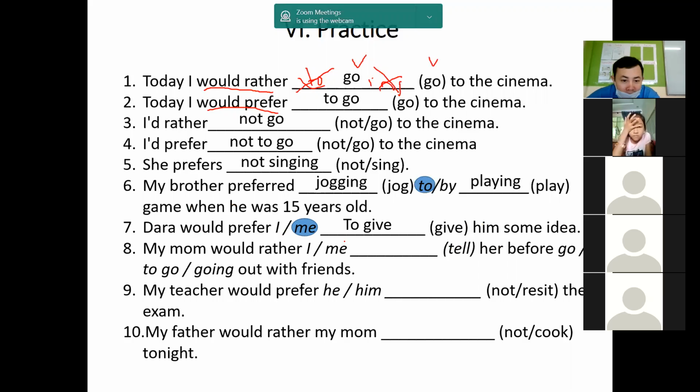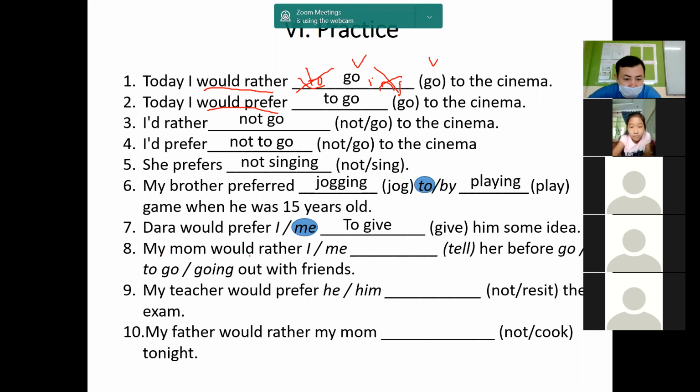Okay, good. So we have the form here: subject plus would prefer plus object pronoun, right? So I change to me, right? Dara would prefer me, and then plus to infinitive, to give him some idea. Good. Number 8. Maria.